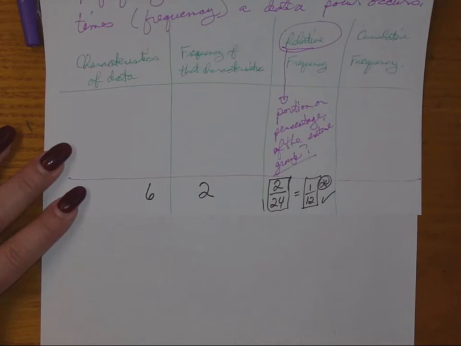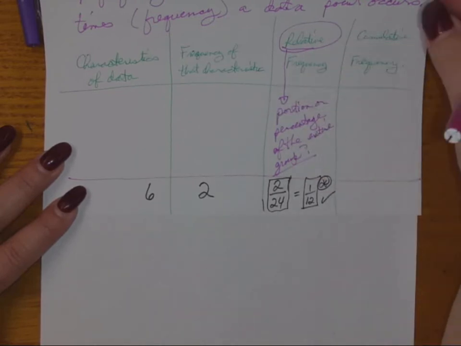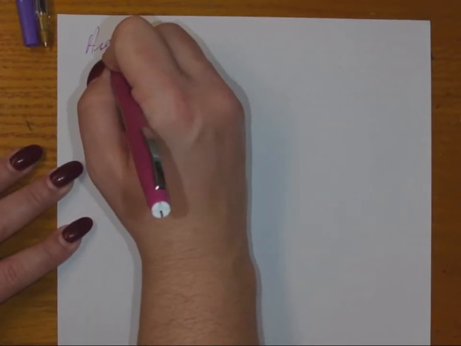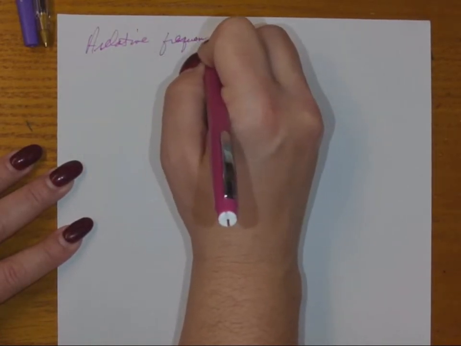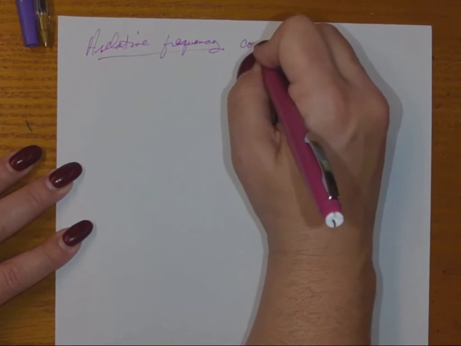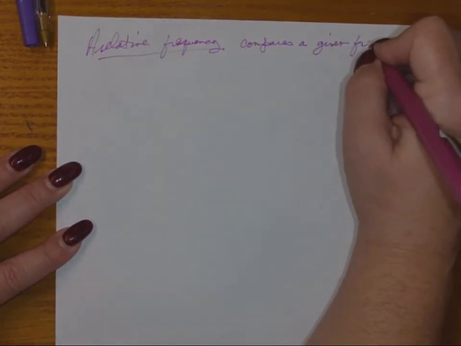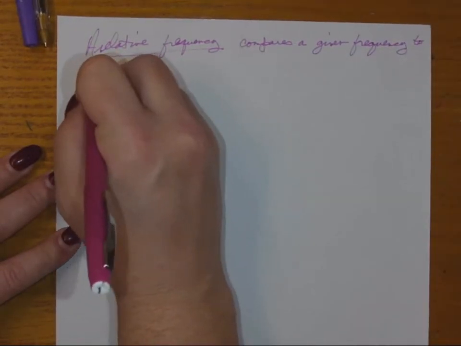All right, so that's what a relative frequency is. It's comparing your frequency. Okay, hang on. Let me give you a definition. Okay. A relative frequency compares a given frequency to the total group.